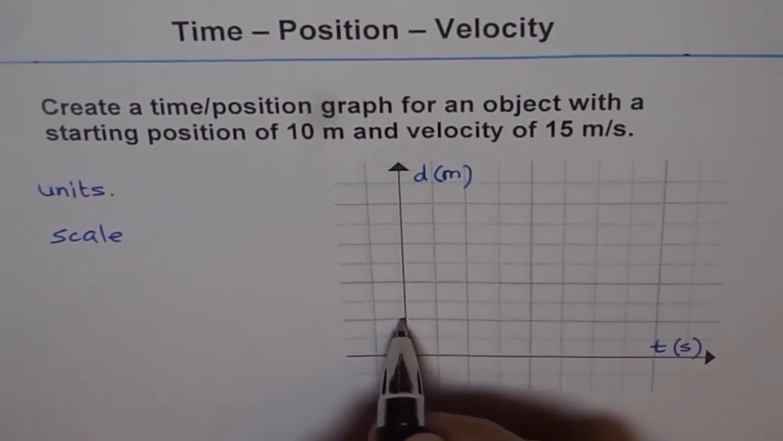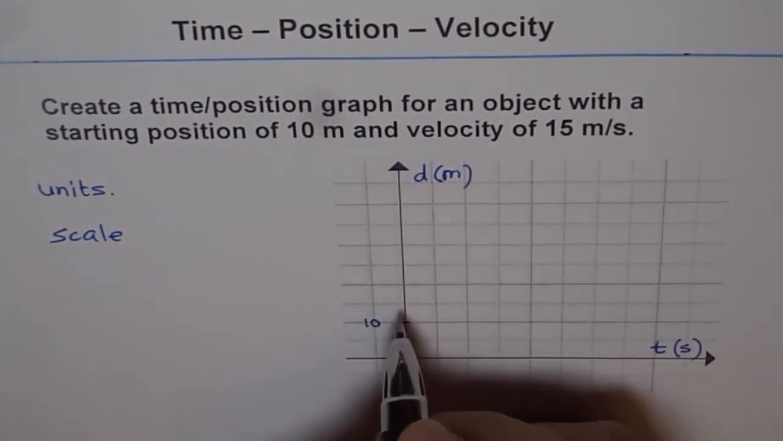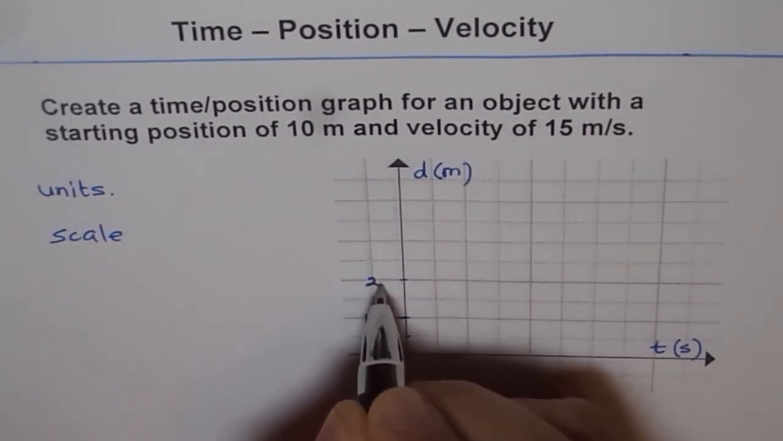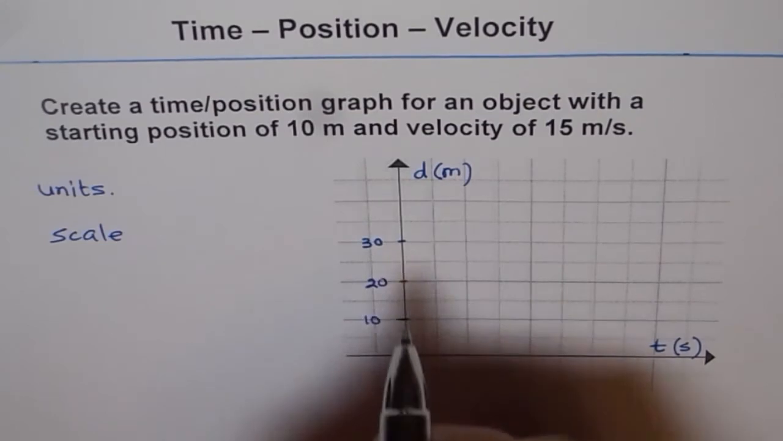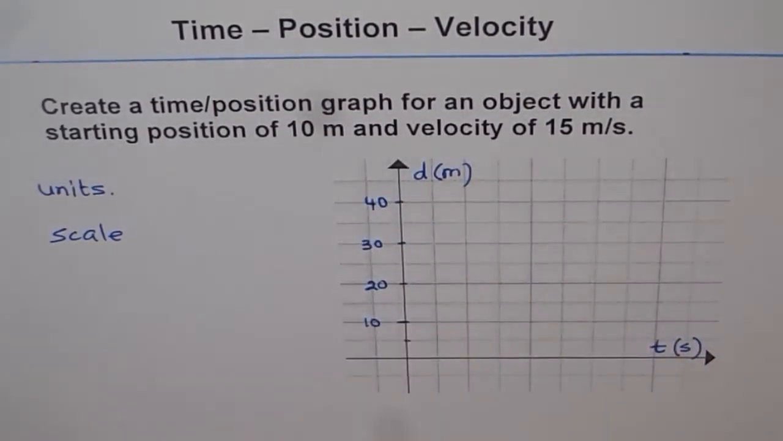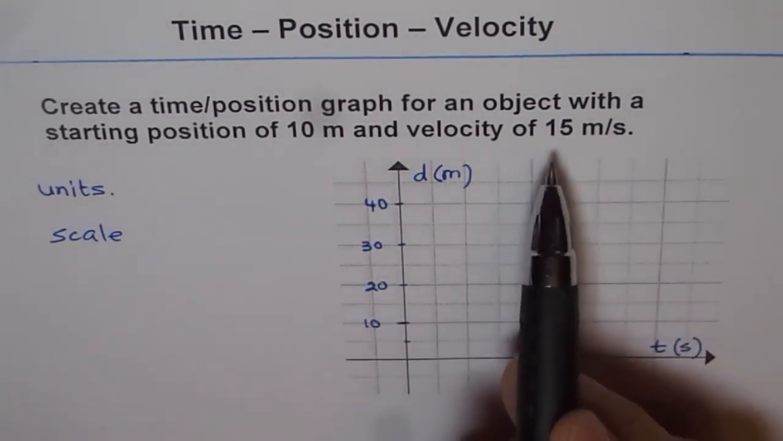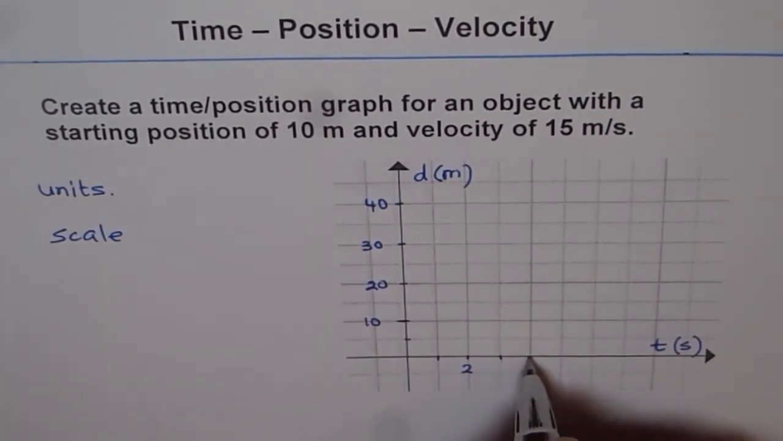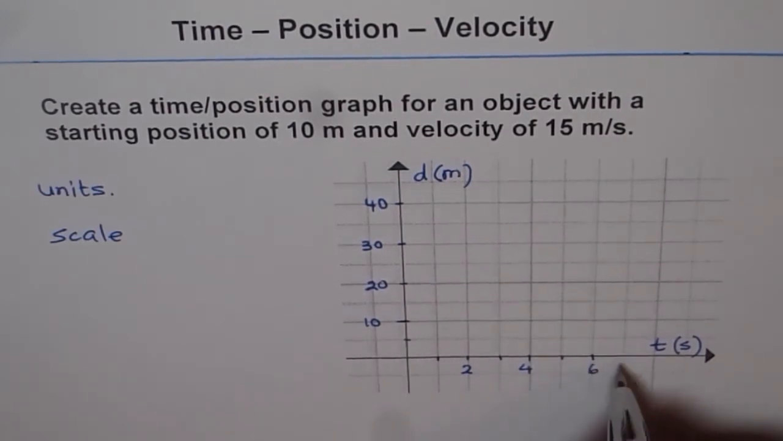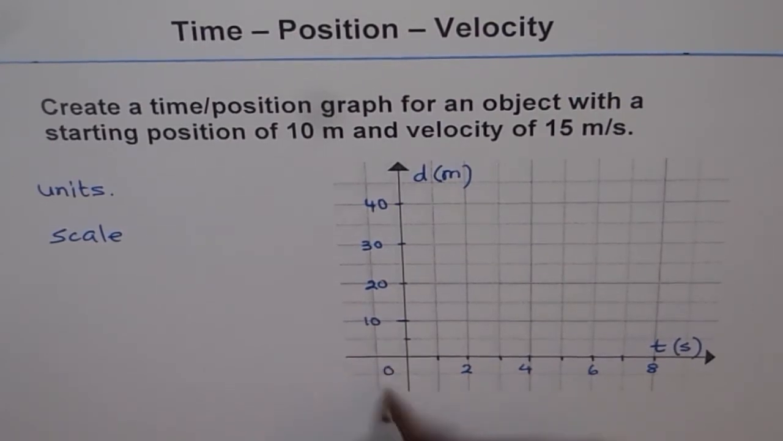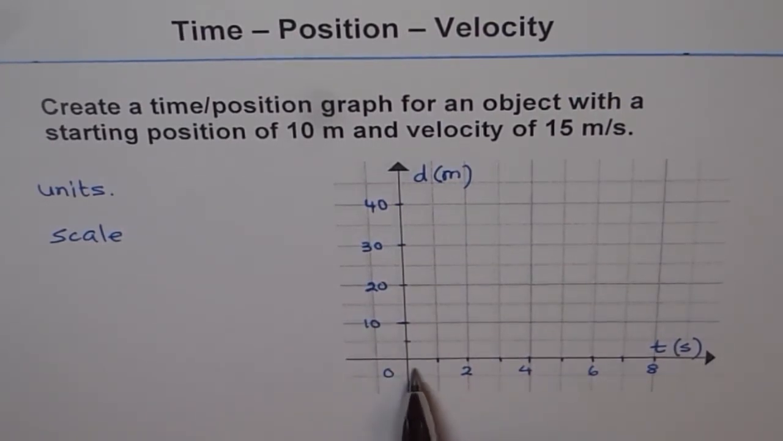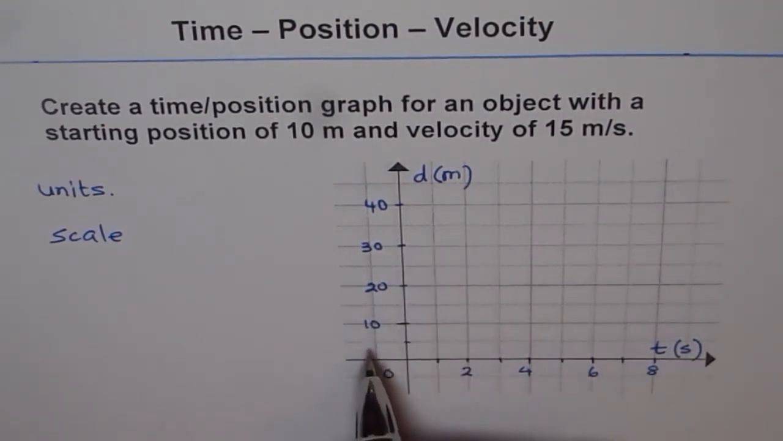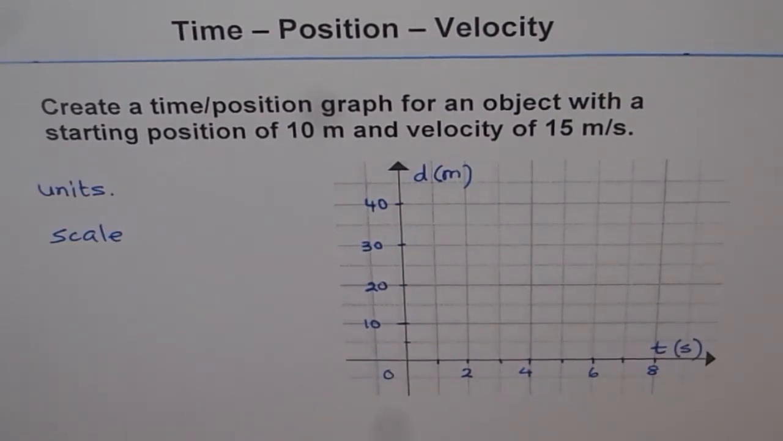So for distance, we'll take 5, and so we'll use this as 10. So 5, 10, 15, 20, 25, 30, then 40, likewise. Now, it is meters per second, so we are going up by 15 meters every second. So we can use this as 1, 2, 3, 4, 5, 6, 7, 8. That becomes the unit for time. So the scale is 1 unit along the horizontal axis gives us 1 second, and 1 unit along the vertical axis gives us a distance of 5 meters. That is the scale which we have taken.